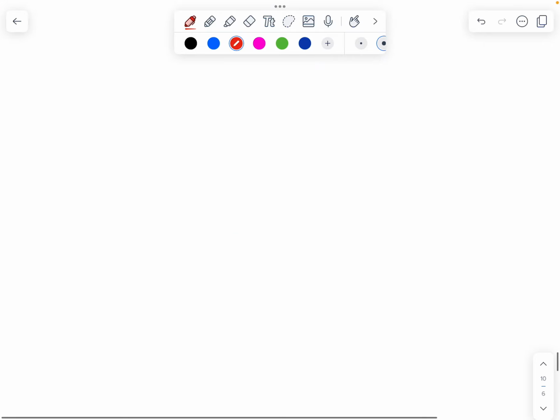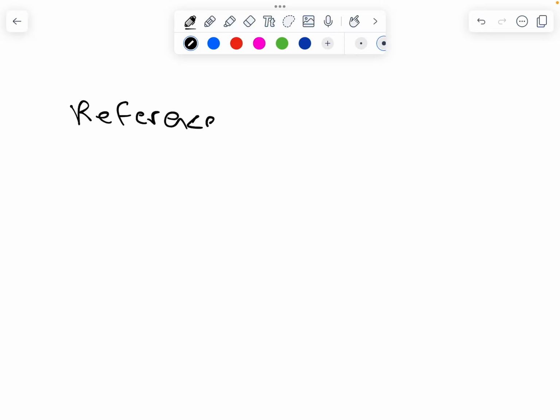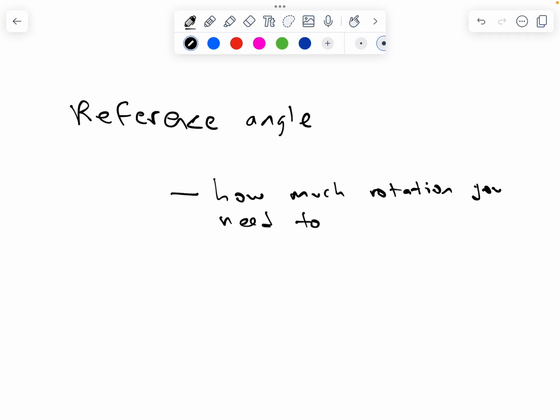Okay guys, here's a short video on reference angles. So here is the informal definition of a reference angle. A reference angle is how much rotation you need to get to the x-axis quickly. Okay, that's a little bit of a funny definition, but I'll draw a few pictures and it'll make perfect sense to you.